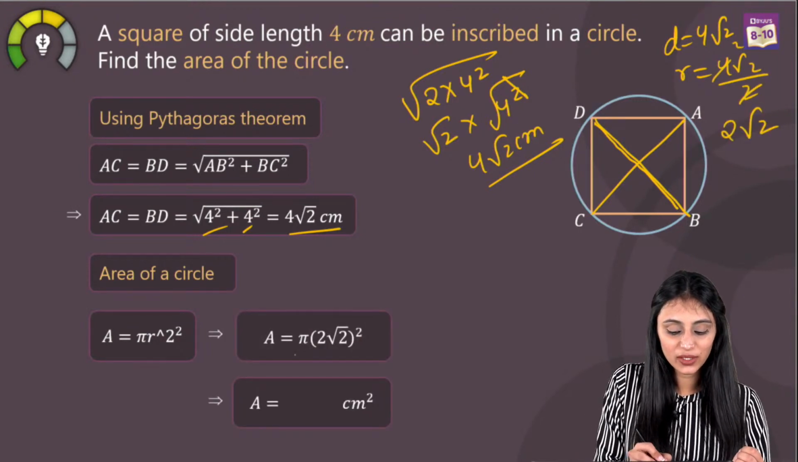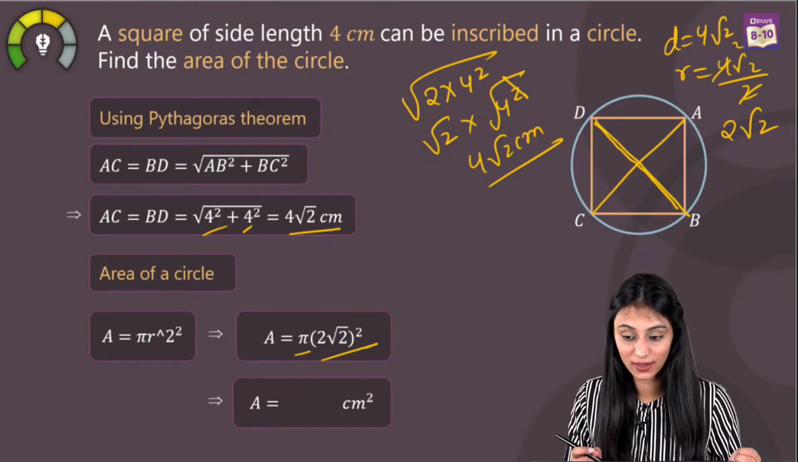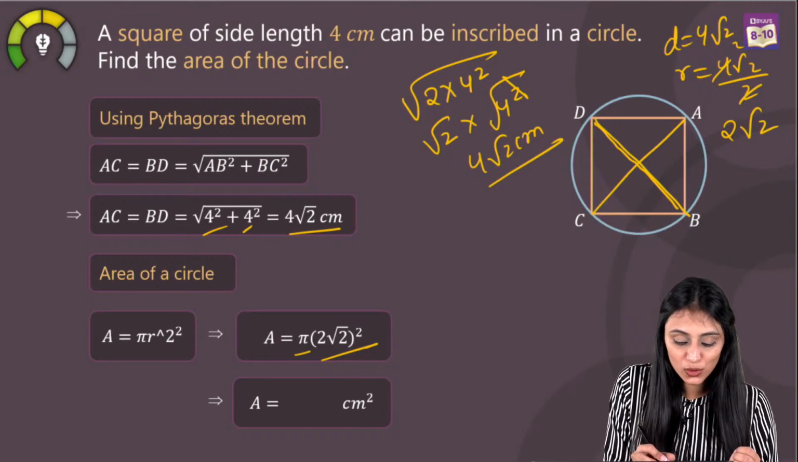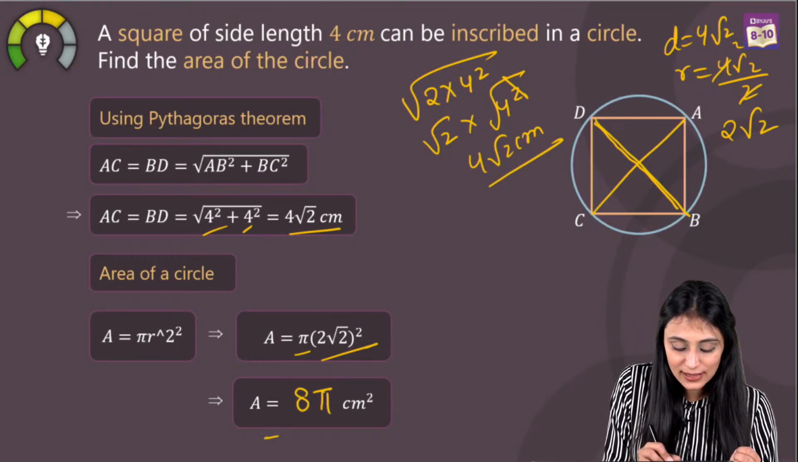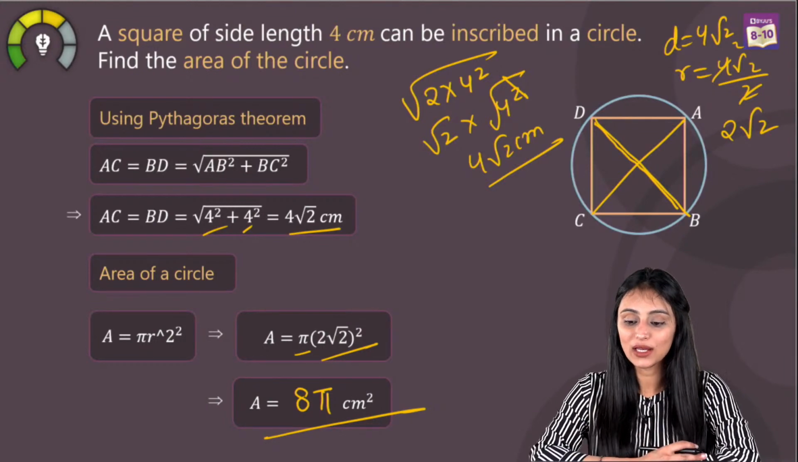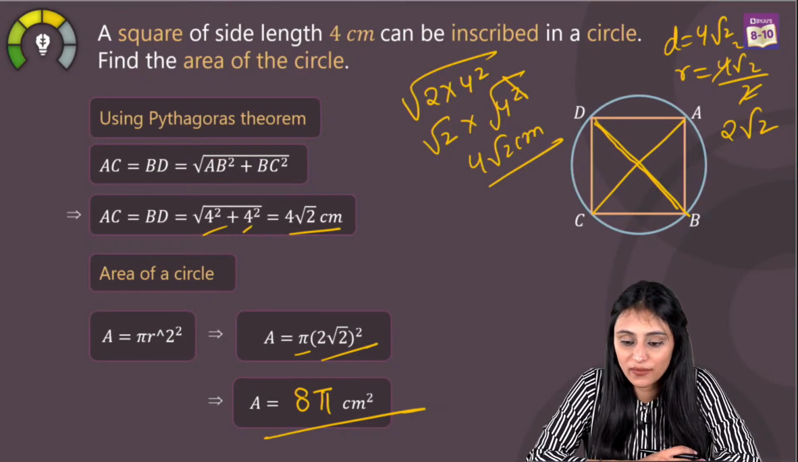Simply I'll put the value here, so pi times 2 root 2 square, alright? 2 root 2 square is 8. Pi as it is, so 8 pi centimeter square. That's the area for this circle. Quickly, first tell me how many of you have understood this. Yes, it's the option C, Sandhya.